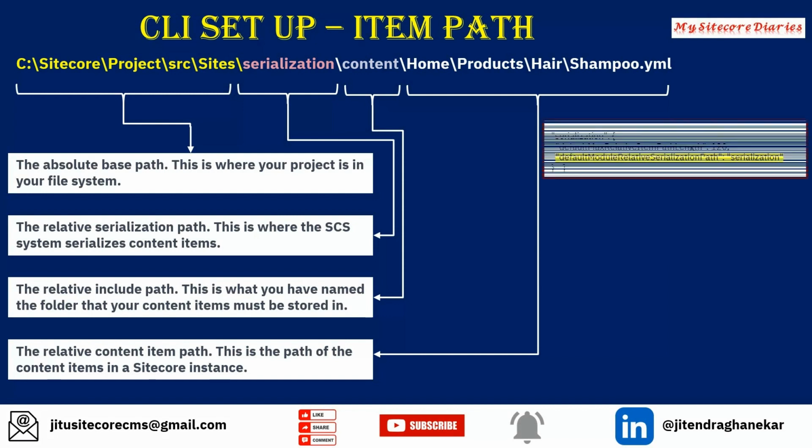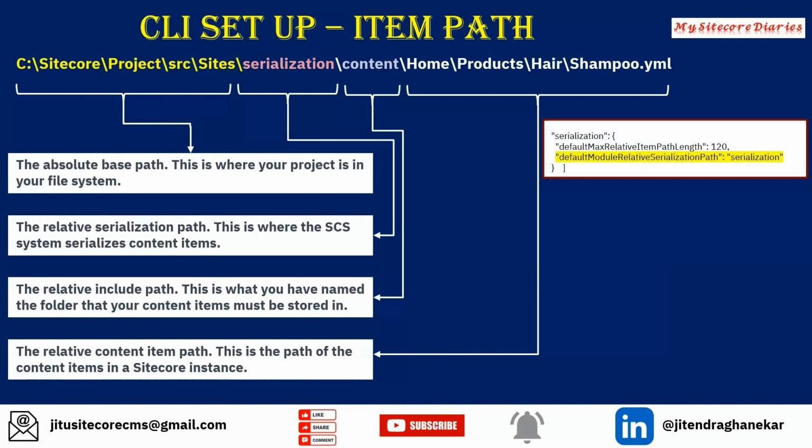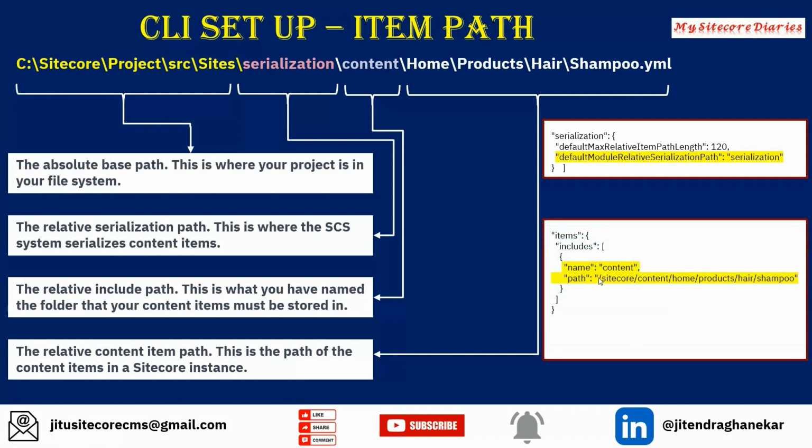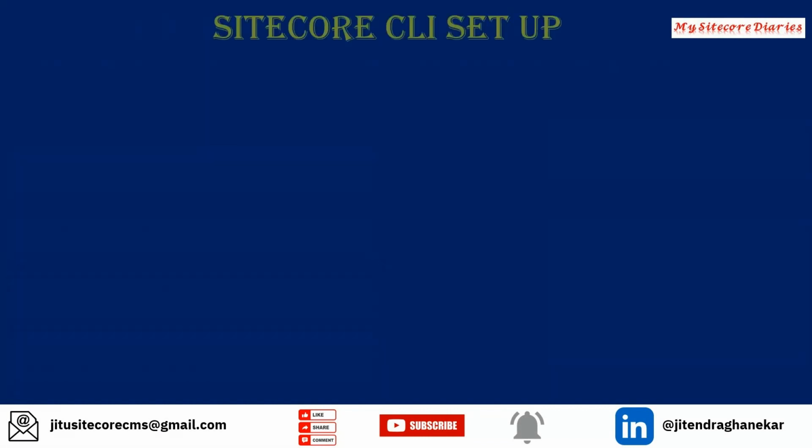Okay, the actual content item. So basically, in JSON, you have a default module relative serialization path, serialization. So this is this path, this folder name, and in the module you have the path as content. So this will be the content, and the path is given like hair/shampoo. So that is your serialization. This is how the serialization of the item will happen, or this is how your item will get created. The YML file will get created.